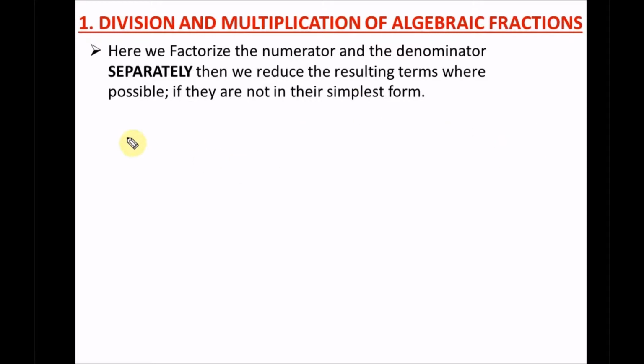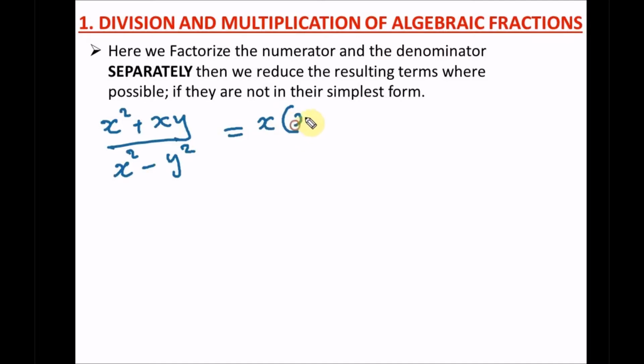Okay, for example, if we have x squared plus xy over x squared minus y squared, what would this give us? So we have to factorize the numerator and denominator separately. We can factorize the numerator by bringing out x, and we're left with what is left in the bracket: x plus y.